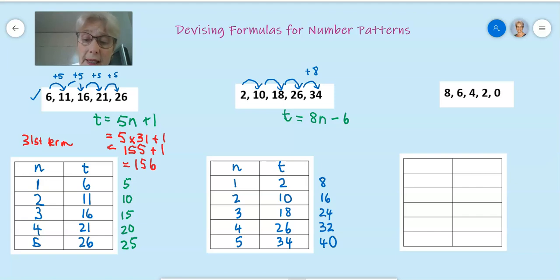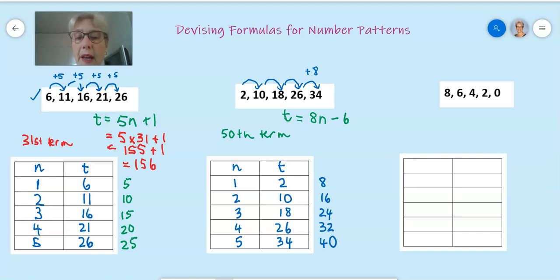we'll see that it works. 16 minus 6 gives me 10. 24 minus 6 gives me 18. 32 minus 6 gives me 26. 40 minus 6 gives me 34. So the rule works. So now, say for example, I wanted to find the 50th term in my pattern.